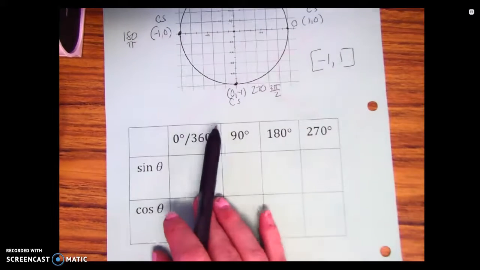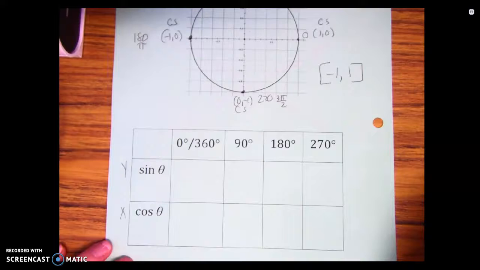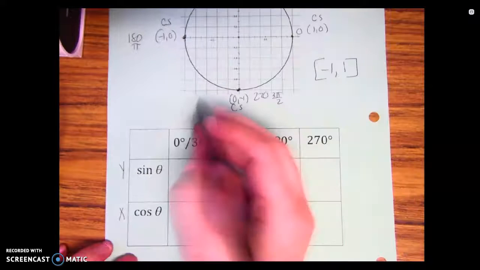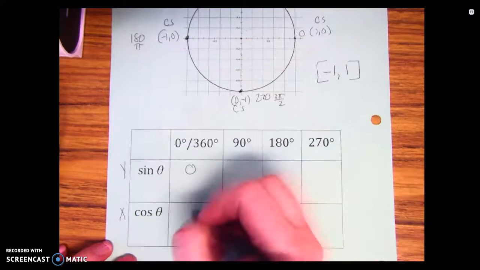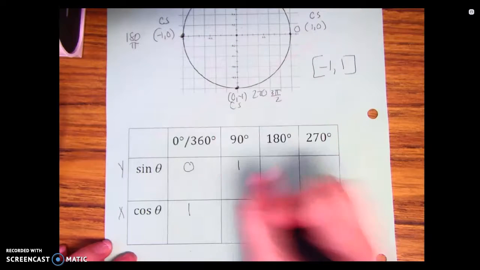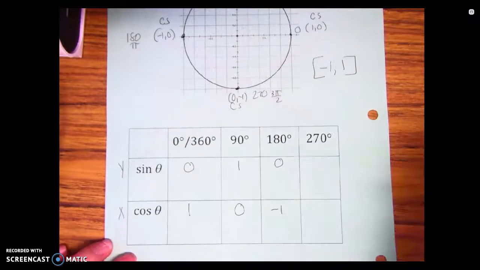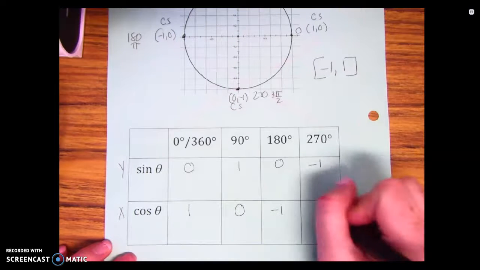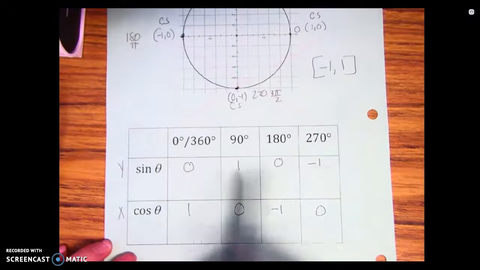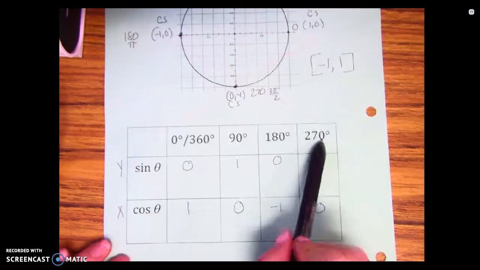So when I'm doing this, the sine is the y value, the cosine is the x value. Well, the y value at 0 and 360 is 0. The x value at 360 and 0 is 1. At 90, you have a 1 and you have a 0. At 180, you have a 0 and a negative 1. At 270, you have negative 1 and 0. So when I'm at one of these quadrantal angles, I'm naming the x and y coordinate.